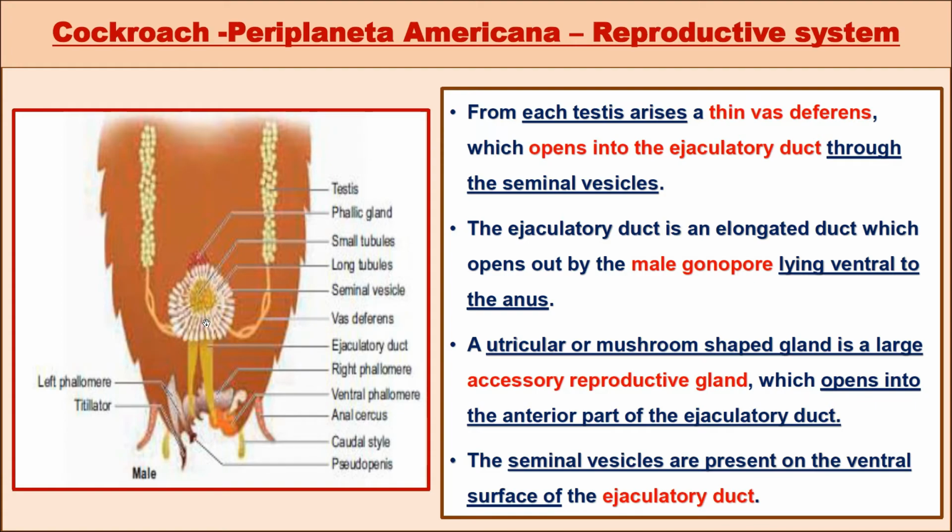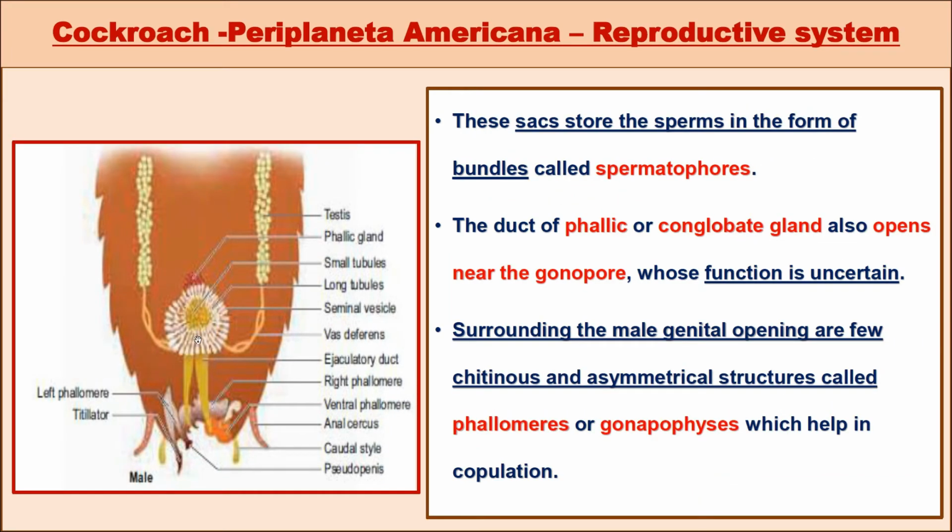The seminal vesicles are present on the ventral surface of the ejaculatory duct. This seminal vesicle will store the sperms in the form of bundles called spermatophores. The phallic gland duct, or the conglobate gland duct, opens near the gonophore. Surrounding the male genitalia, there are a few chitinous and asymmetrical structures, and they are called phallomeres or gonapophyses. These phallomeres or gonapophyses will help at the time of copulation.